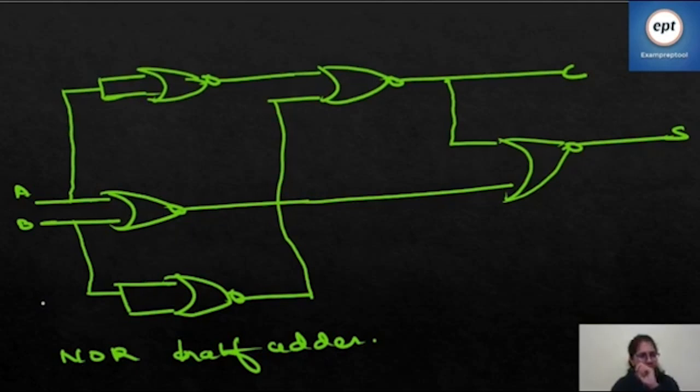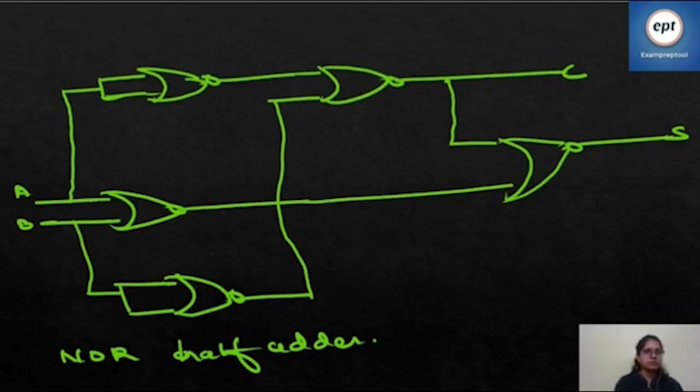Similarly, we can make the full subtractor by using NAND and NOR. They will also require 9 NAND gates if we make it with NAND gates, and we will also get 9 NOR gates if we make it with NOR gates. So for the full subtractor 9 NAND gates are required, and 9 NOR gates are also required, individually. So option A and option B are correct.